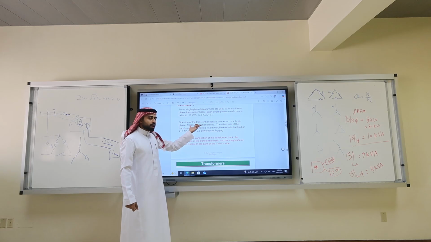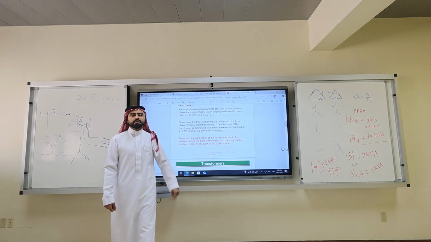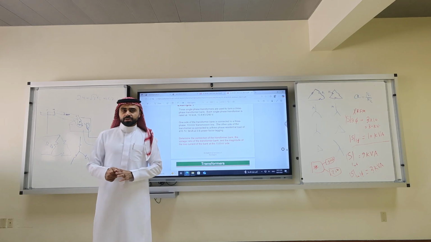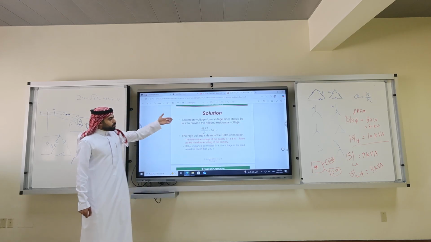Line, we know it, we love line to line. So I know this is line to line. So 13.8 appearing here means it is delta. So there is similarity with delta, the only difference being that it is Y. So we know it's Y, we know that.